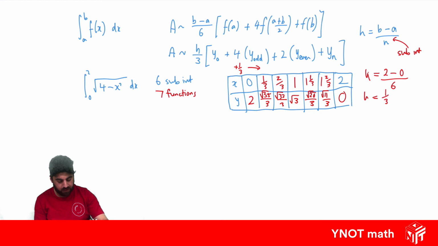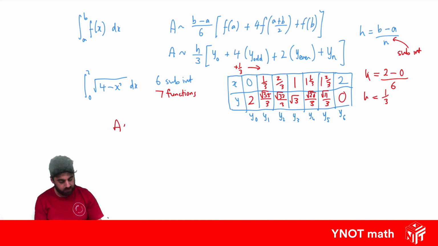Now we go label our y values, starting with y0. It's really important, if you're going to use the method I like, this second one here, to start off with y0, not y1, because that'll throw everything off. Then we have y1, y2, y3, y4, y5, and y6. And we're now ready to sub what we know into the formula.